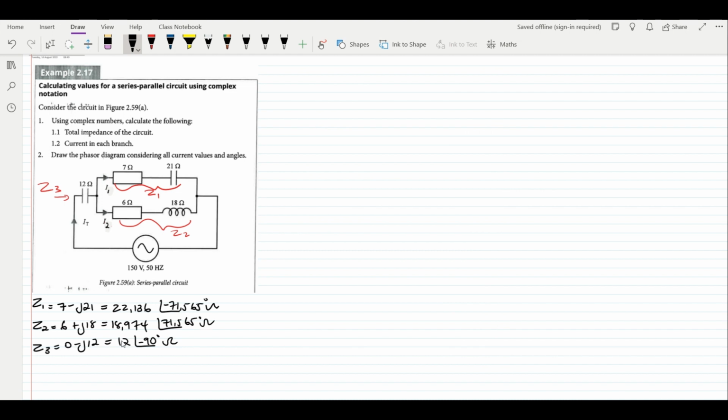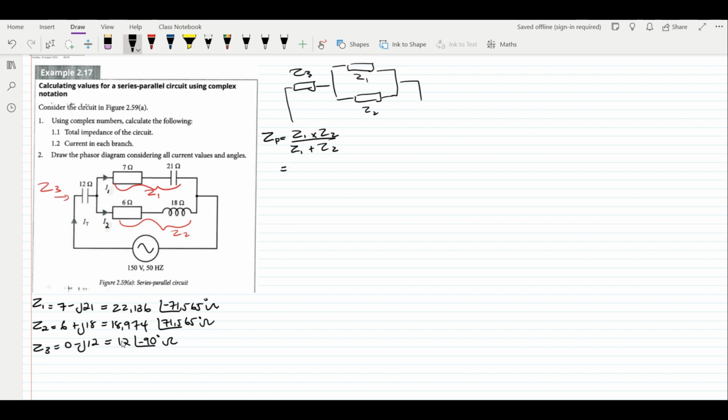Perfect. So just like a normal RLC circuit, if this circuit is redrawn, we are going to have Z3 connected in series with the parallel combination of Z1 and Z2. This is what we have. So now we want to calculate the Z parallel part, which is Z1 times Z2 over Z1 plus Z2.